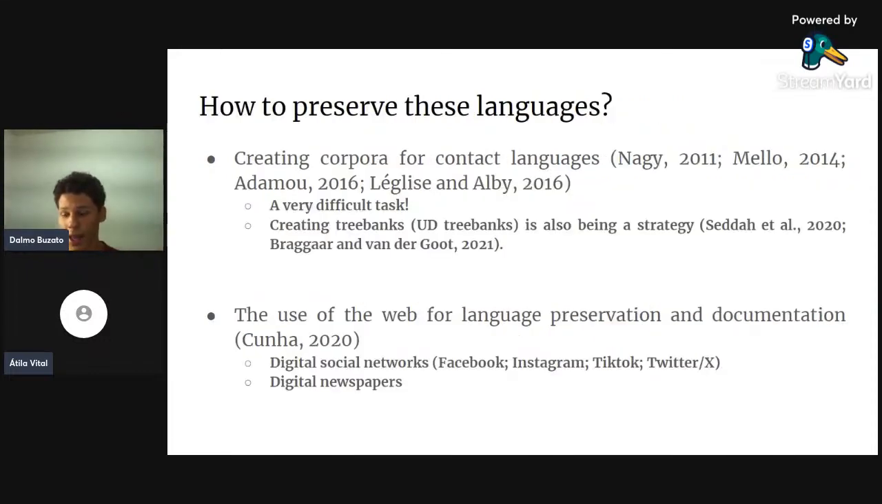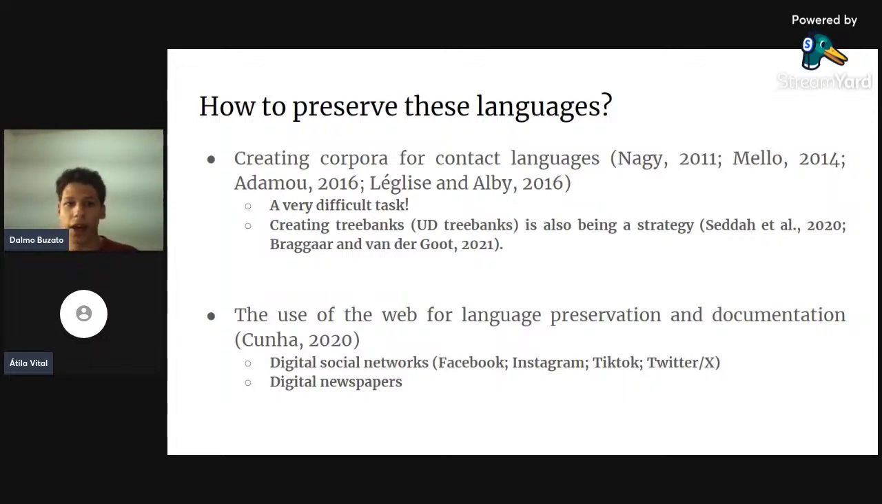As researchers, as linguists, we think a lot about how to preserve these languages, how to maintain them alive. And one of the strategies we have thought about in the past years is to create corpora for these languages, specifically creating corpora for contact languages. This is a very good relationship between corpus linguistics and contact descriptive linguistics. Many researchers worldwide are trying to do that, but it's a very difficult task.